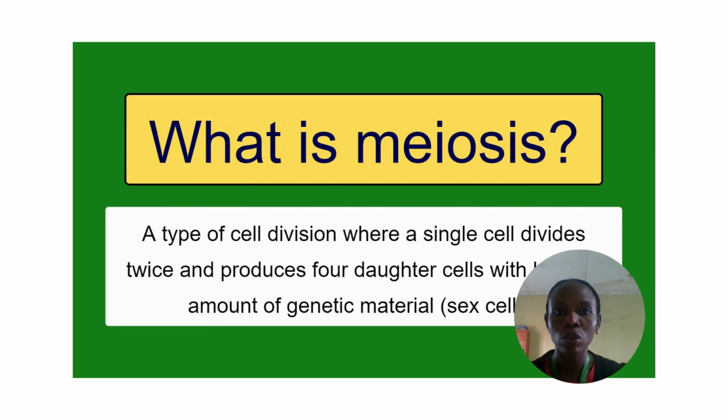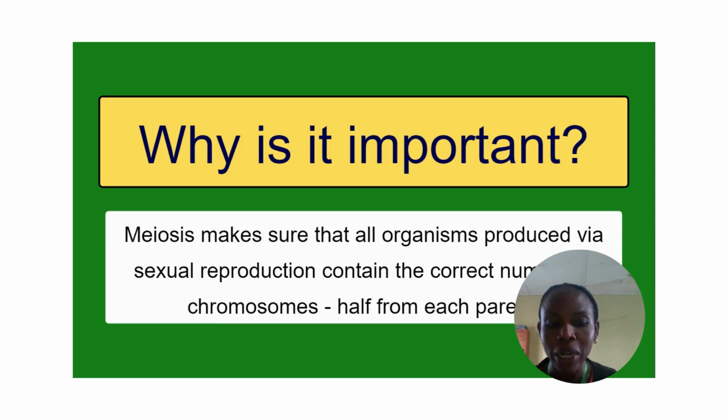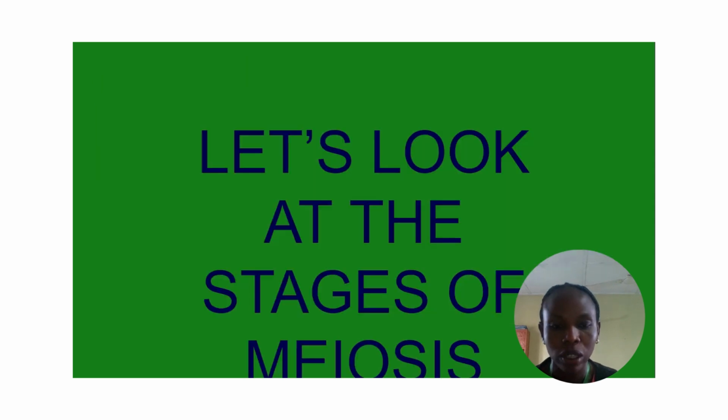Now, that takes us to what is meiosis? Meiosis is a type of cell division where a single cell divides twice and produces four daughter cells with half the amount of genetic material. Why is it very important? Meiosis makes sure that all organisms produced via sexual reproduction contain the correct number of chromosomes from each parent.